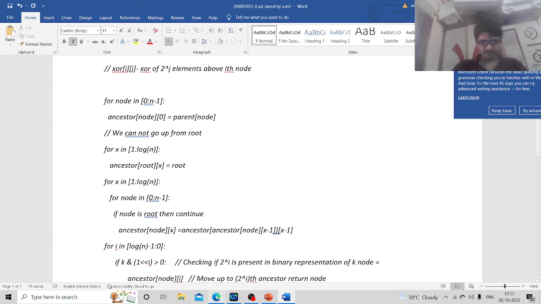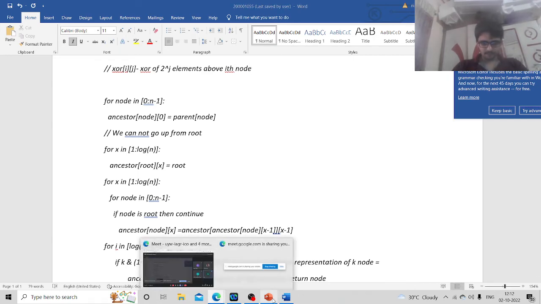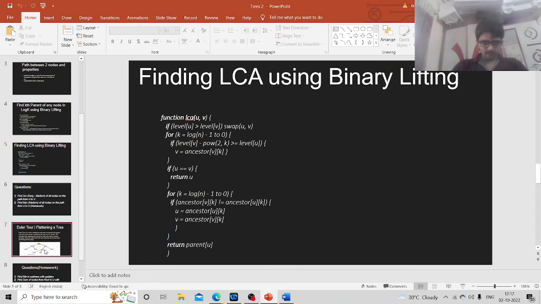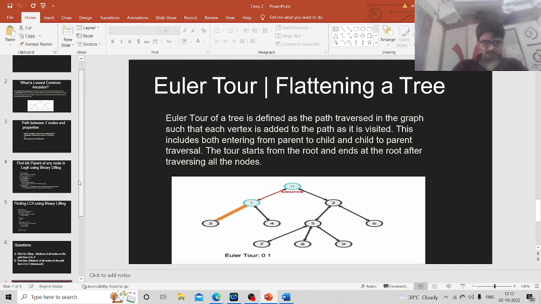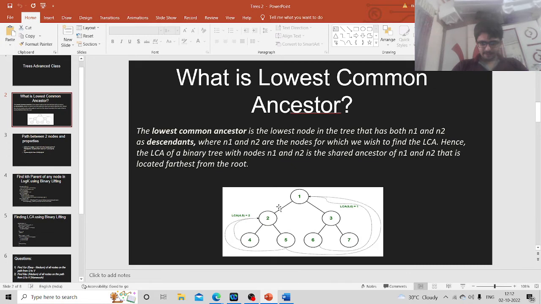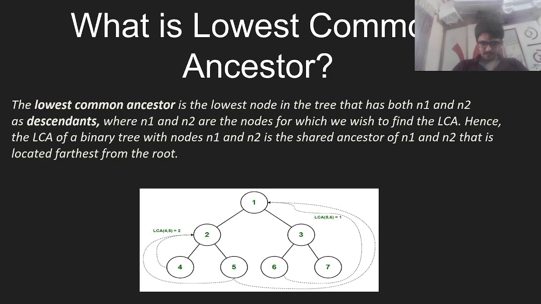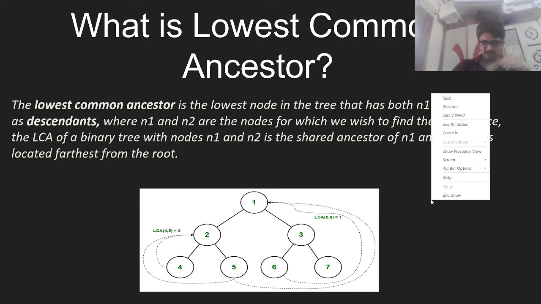So if I have a tree like this, what will Xor[4][1] store? Xor[4][1] will store 4 only. What will Xor[4][2] store? Xor[4][2] will store the Xor of 4 and 2, something like this. So let's say I have a tree. I'll give an example and tell you.